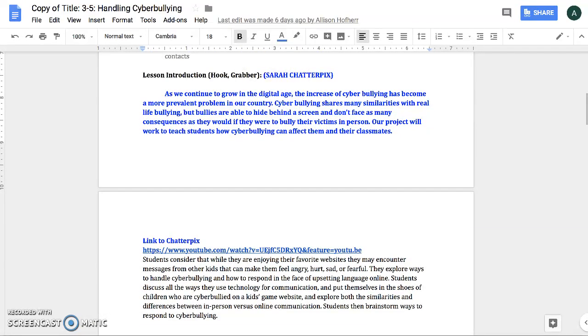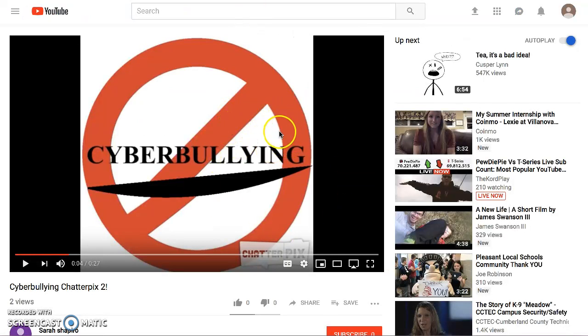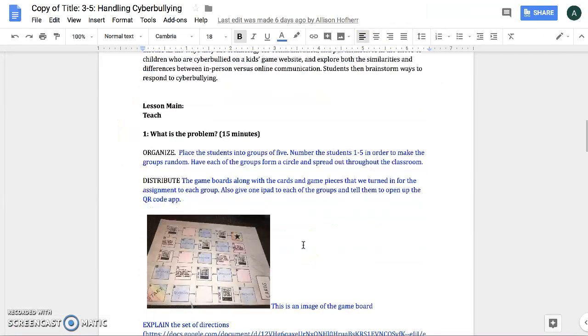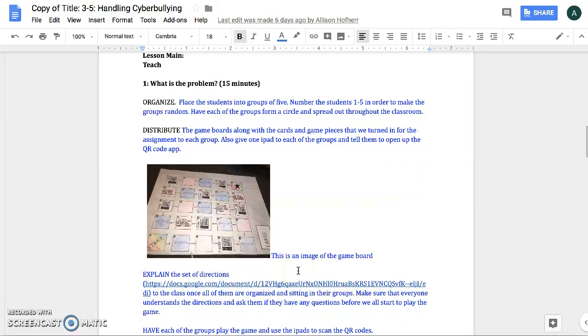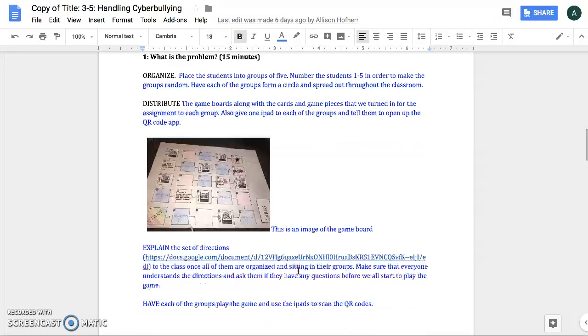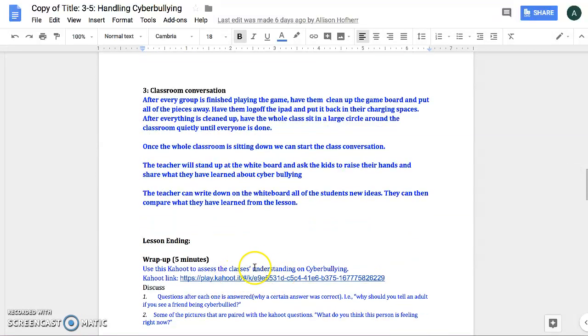We used a Chatterpix to introduce this topic to the students. This was a very engaging way to introduce them to what we would be learning about in the classroom. We then used this game board that had many QR codes on it that showed them many different websites that gave them information on how to handle cyberbullying. We ended this lesson plan with a Kahoot.